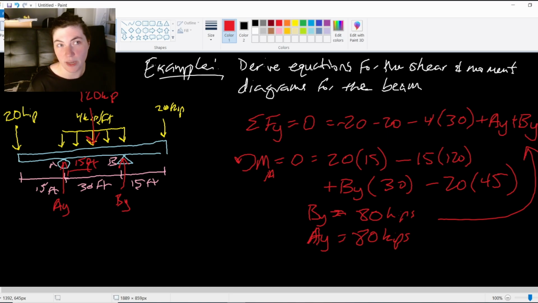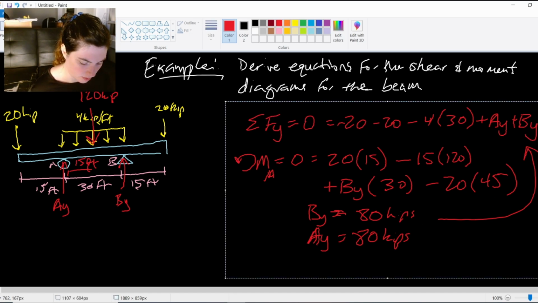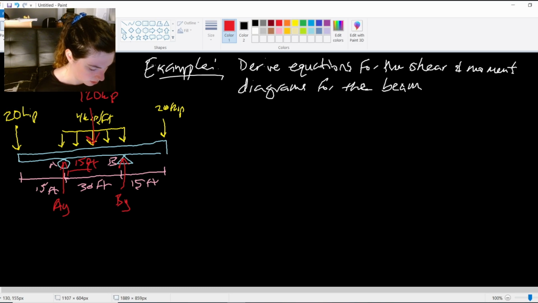So now that we have those reaction forces, we can actually start splitting this beam up. So I'm going to get rid of all of this because all I really needed to know was this 80 kips. I'm going to put my 80 at these locations.